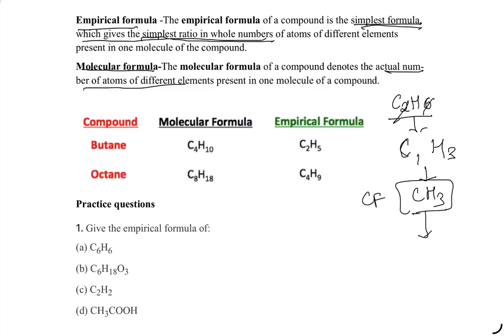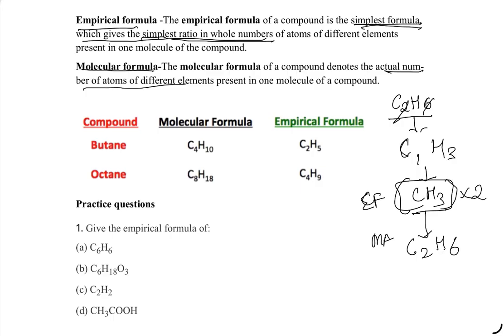How to get the molecular formula from the empirical formula? Which number should I multiply by to get the actual number of atoms? In the case of ethane, 2 times. So if I multiply by 2, I get C2H6, which is my molecular formula. So you can understand that the molecular formula is the actual formula which gives the actual number of atoms present in a molecule of a compound. Empirical is the simple ratio.